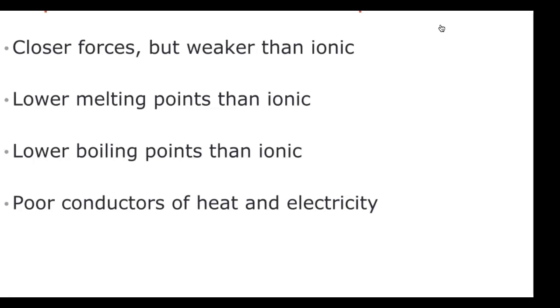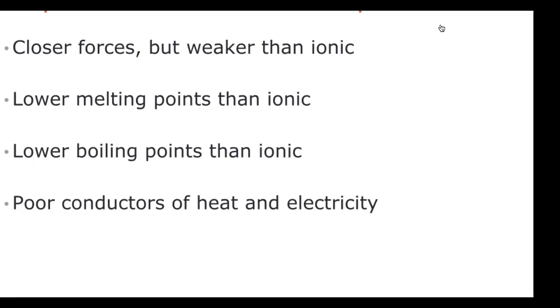It has a lower melting point than ionic, so that means it's going to change to a liquid at a lower temperature. It has a lower boiling point than an ionic compound, so that means it's going to change to the gas phase at a lower temperature than ionic compounds. And then they're poor conductors of heat and electricity, meaning the electrons are not likely to move easily. So we call molecular compounds insulators.